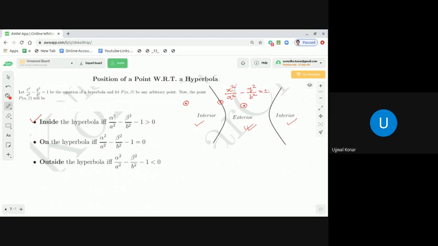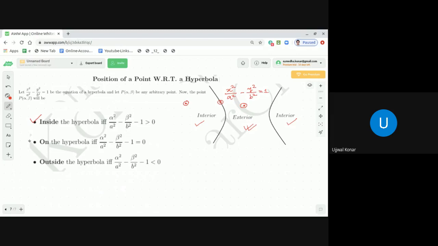That's why I'm saying. Okay, for example, in case of an ellipse, the point alpha comma beta, if we take the equation of the ellipse as x square by a square plus y square by b square equal to 1, will be inside the ellipse if the value of the expression alpha square by a square plus beta square by b square minus 1 is less than 0, if you recall. But here it is different, exactly opposite. It will be inside if the value of the expression alpha square by a square minus beta square by b square minus 1 is greater than 0.